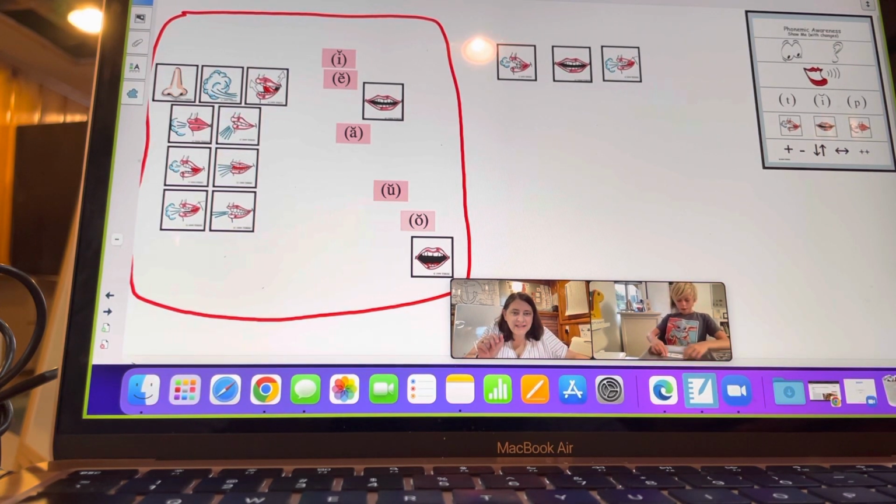Okay. If this is tack, t, make the sounds with me. T. Ack. Then show me stack. S-t-ack. What do we have to add in the initial position? That's right. Our thin stream.